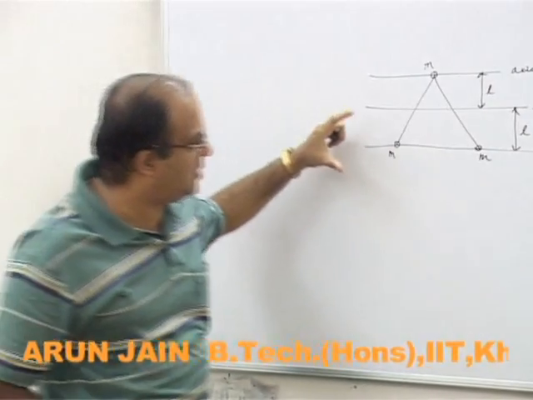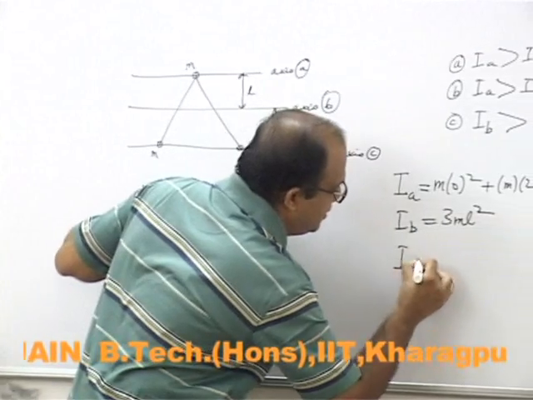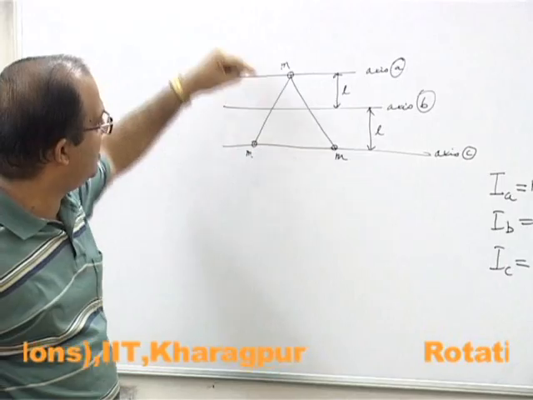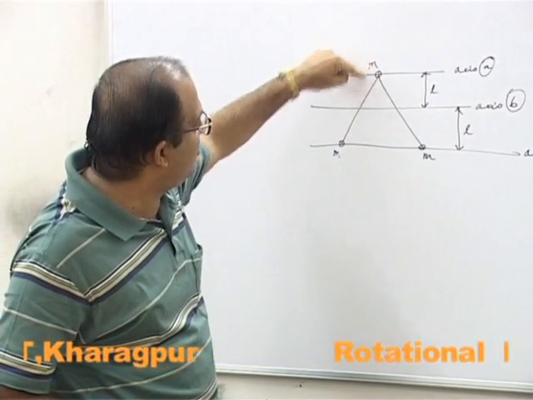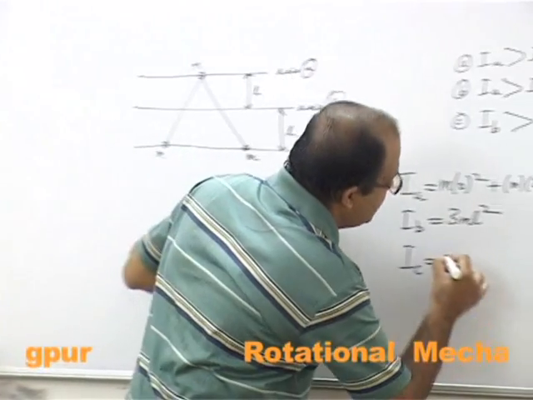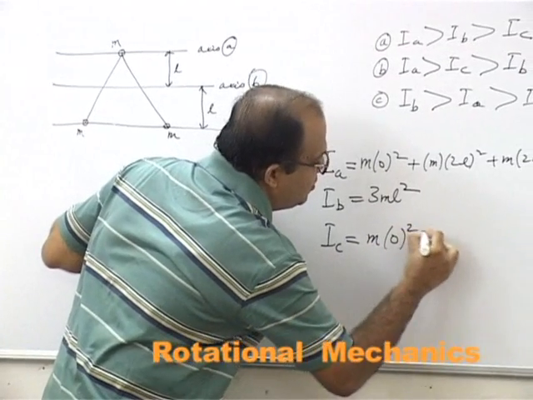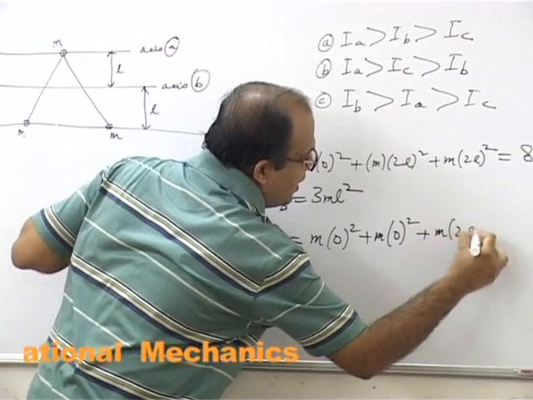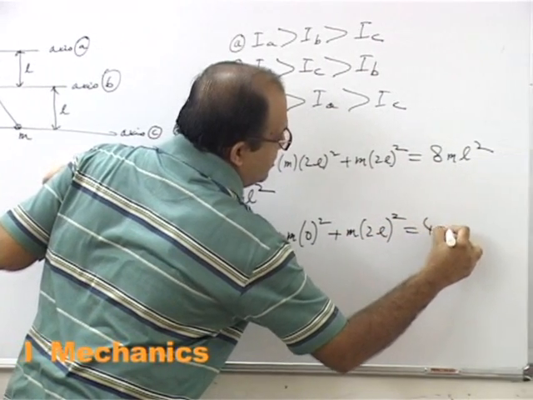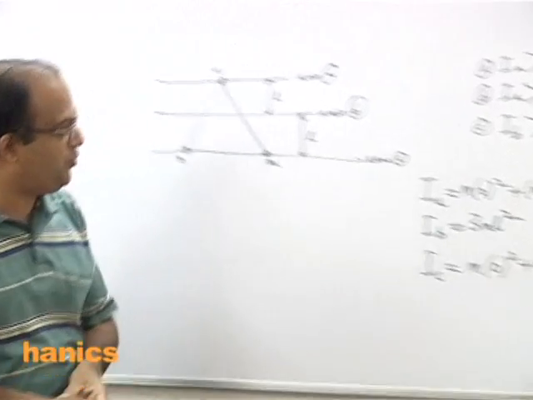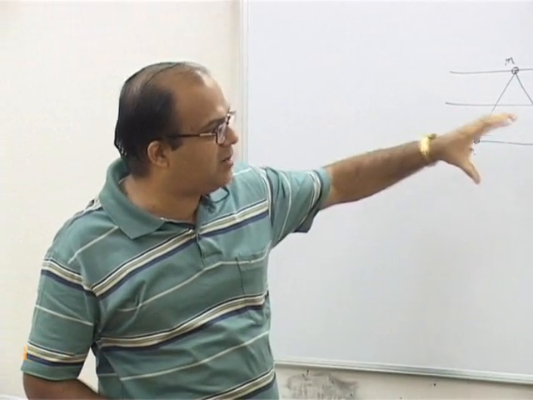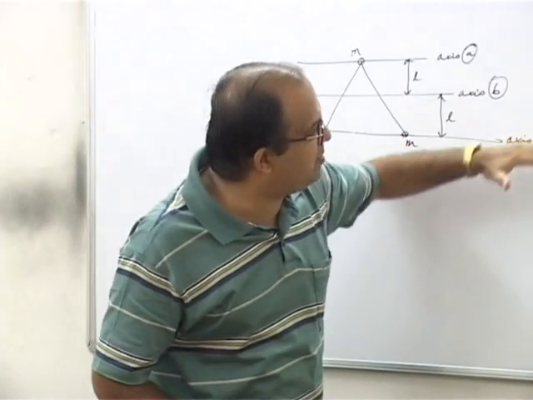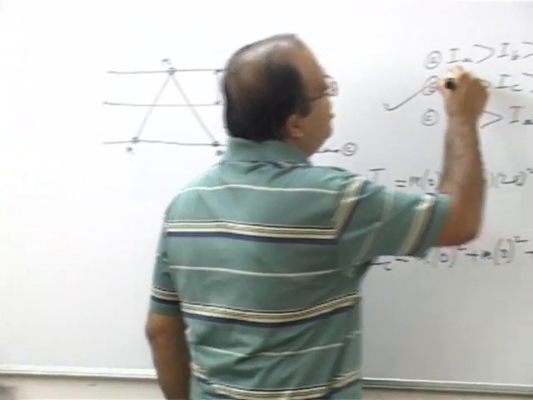Now look at axis C. Both these particles are on the same axis C. This is at a distance of 2L from axis C. Therefore, the moment of inertia will be m into 0 square plus m into 0 square plus m into 2L square. That is 4ml square. So we find that the moment of inertia about axis A is maximum and about axis B is minimum. So the correct option is option B.